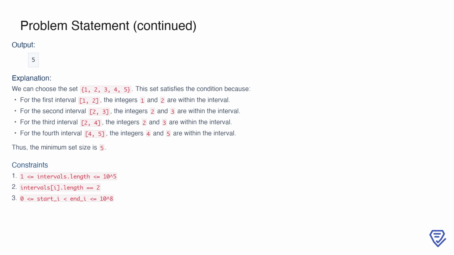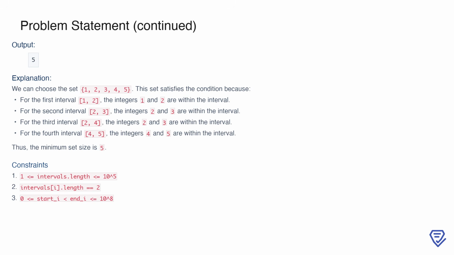Now, consider the second example with the input intervals = [[1,2],[2,3],[2,4],[4,5]]. This time, the output is 5, meaning the minimum set of integers has 5 elements. One possible solution is the set {1, 2, 3, 4, 5}.